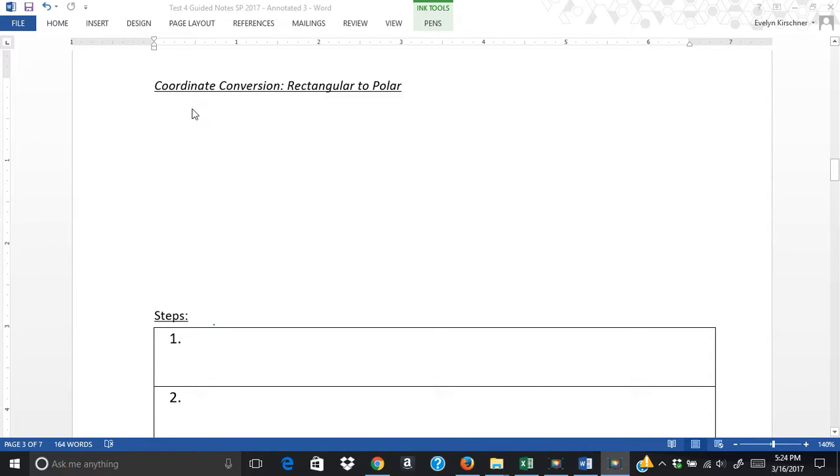We discussed how to go from polar to rectangular. Now we need to know how to go from rectangular to polar. So if we know our value of x and our y, we can plot our point and then draw a triangle and find our theta.